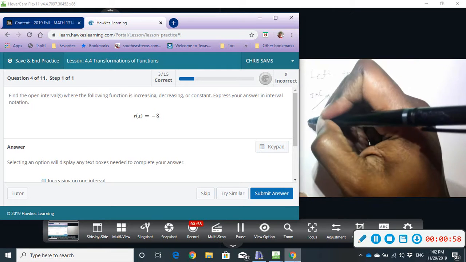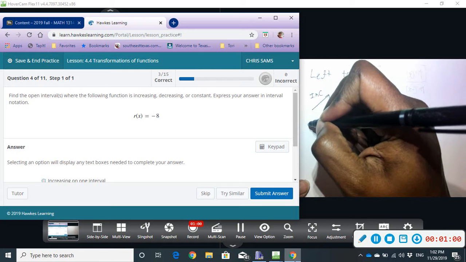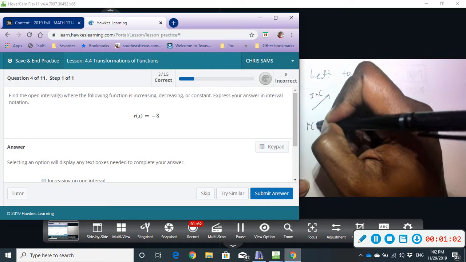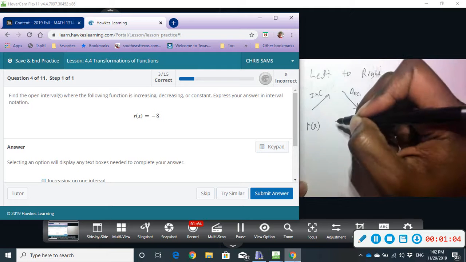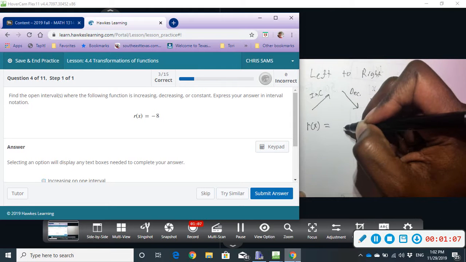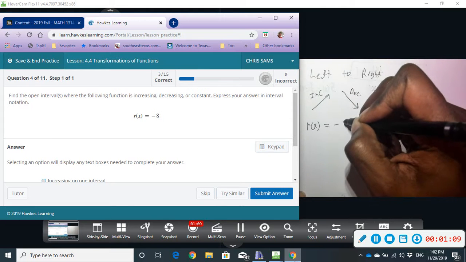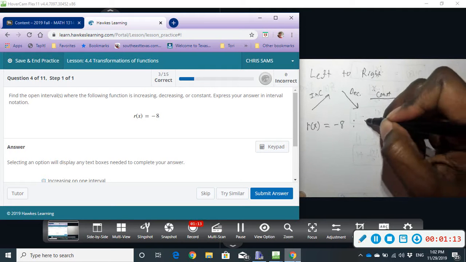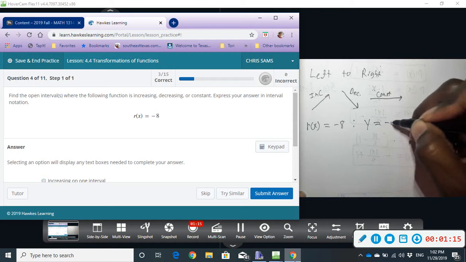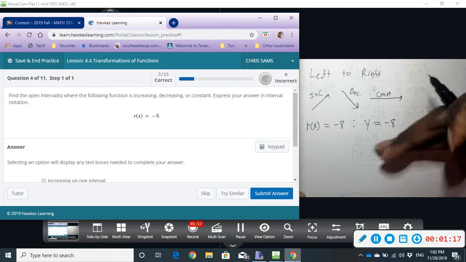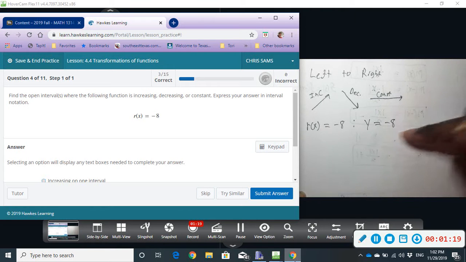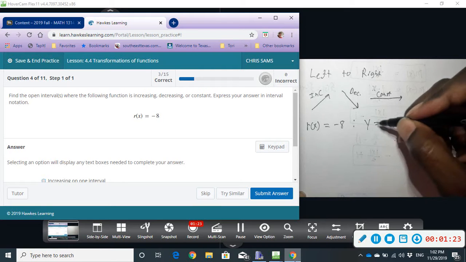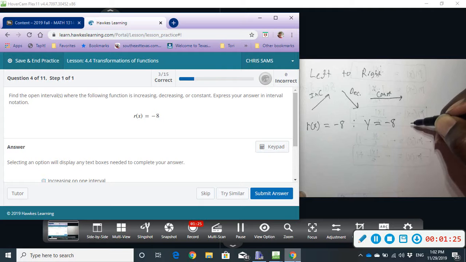This first function we're given, this is r of x, which is the same thing as f of x, or the same thing as y equals. So we get y equals negative 8. And I like to write it like that. So instead of writing it like this, I'm just going to say this is the same thing as y equals negative 8. Okay. When I have a y equals equation, I don't see an x anywhere in this equation. I automatically know that this is telling me this graph is going to cross the y-axis only.